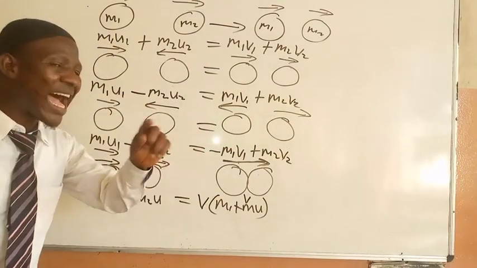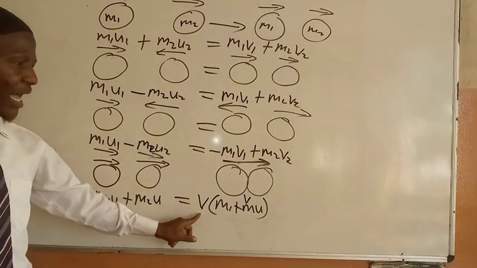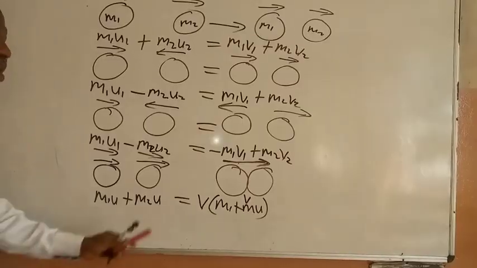Next time, they may ask you to find their common velocity. This is what they refer to as common velocity. This type of collision is called coalescence. That is, they collide together and move with the same velocity.